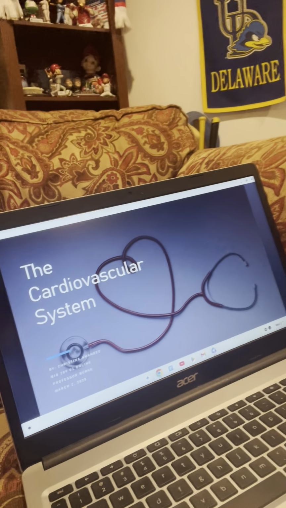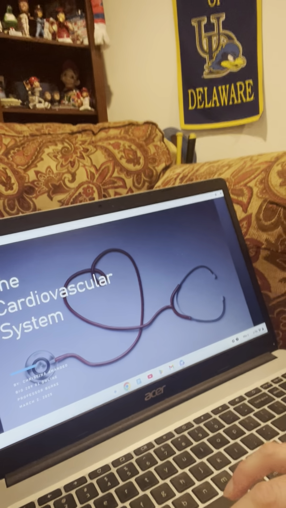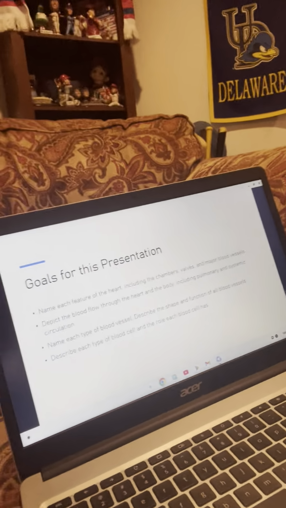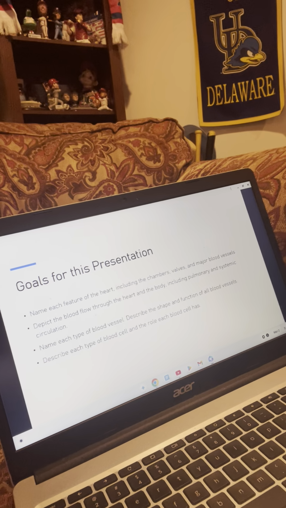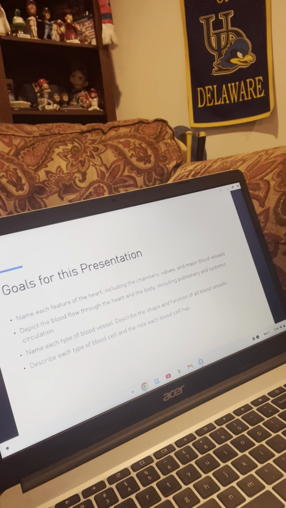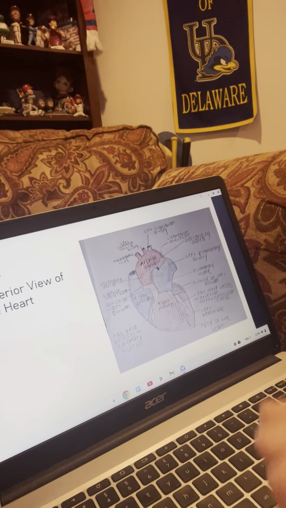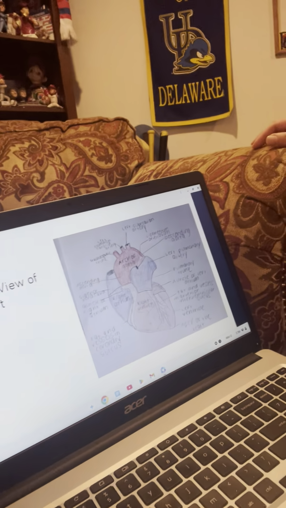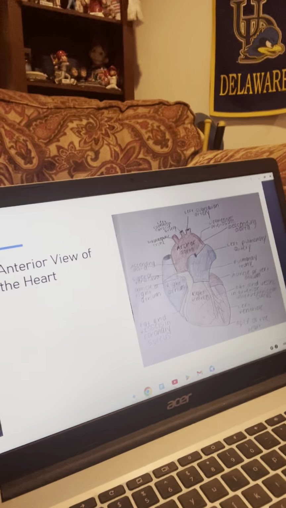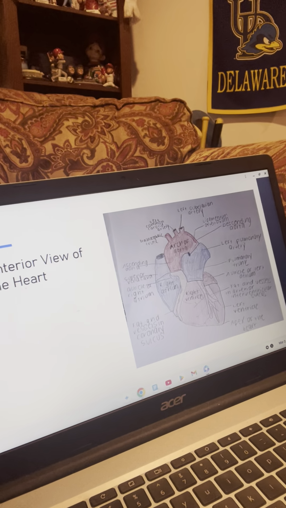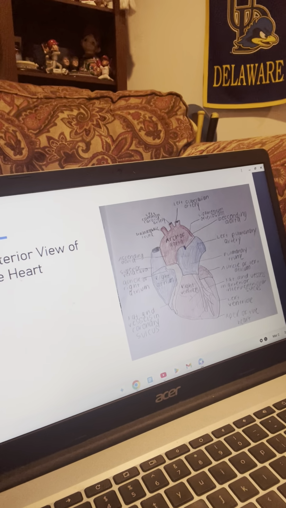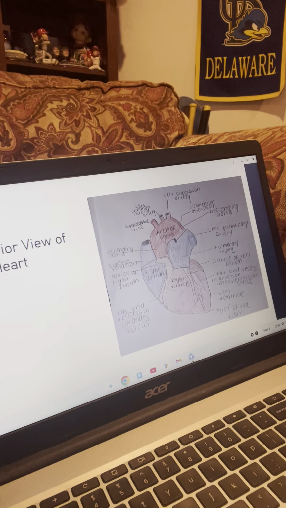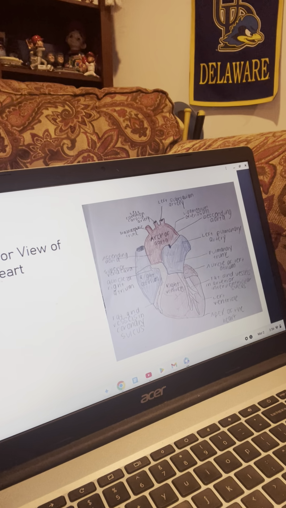So this is the cardiovascular system. These are my goals for the presentation, so it just matches the goals for the cardiovascular project on Canvas. I drew a couple pictures of the heart and colored them in and labeled them. This is the anterior view of the heart, and it shows the major structures, the ones that are important to know.